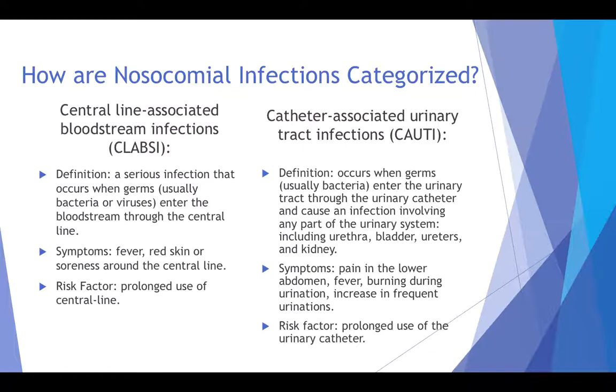Some of the symptoms are pain in the lower abdomen, fever, burning during urination, and an increase in frequent urinations. And a risk factor is also the prolonged use of the urinary catheter. I should mention that around 25% of patients receive catheters at some point during their stay at the hospital, which makes them have a higher risk of acquiring this kind of infection.